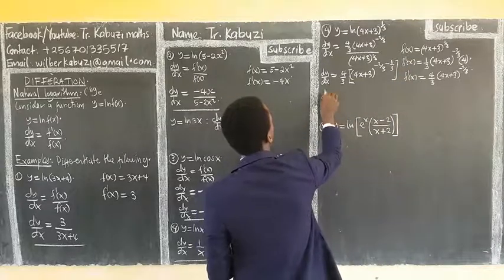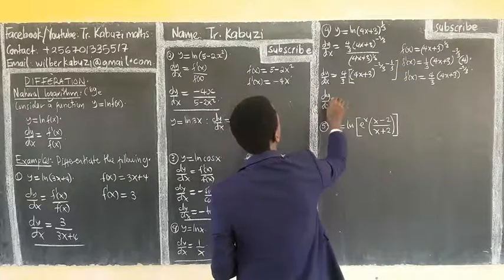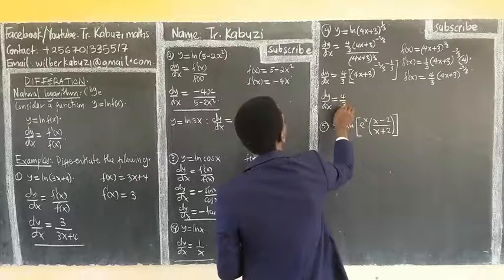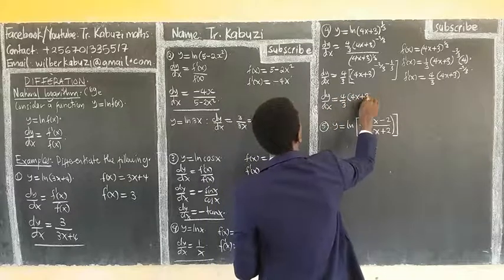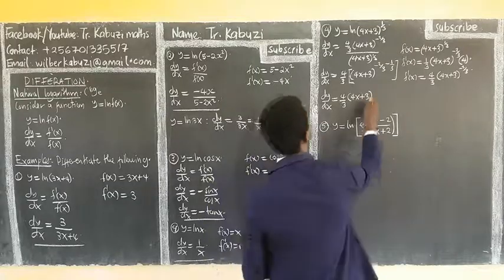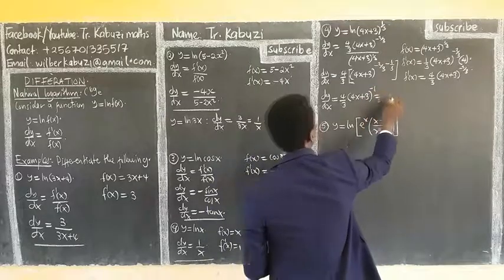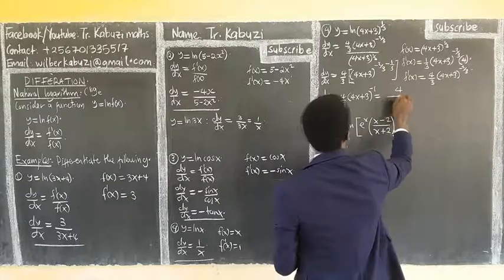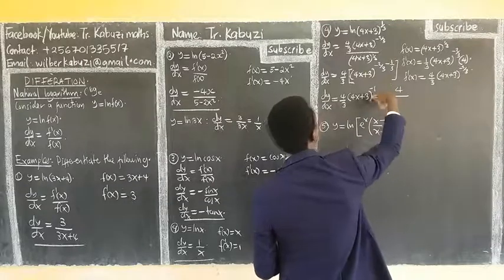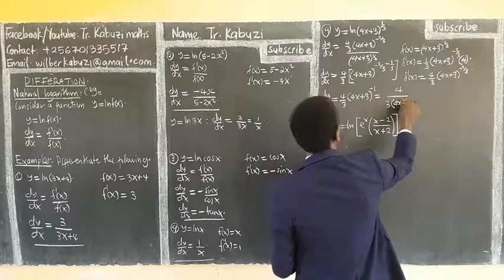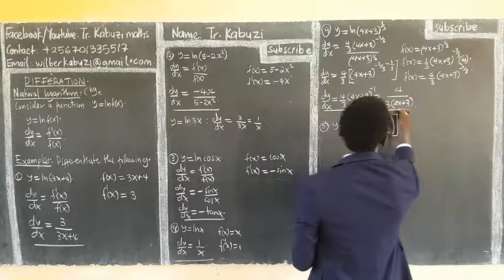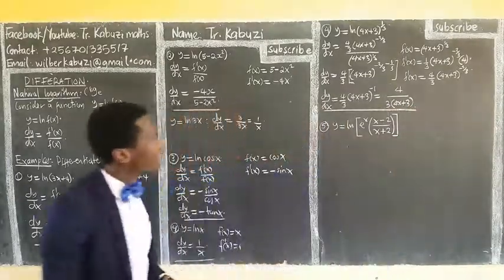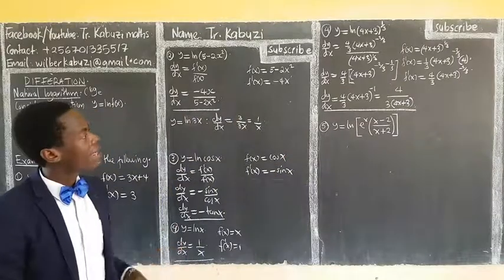So now my dy/dx is going to be 4 over 3 into now (4x + 3). When you simplify that, you get a negative 1, which will be the same as 4 over 3. And when you push this one down, we get 4x + 3. And now that will be our answer. We've already simplified to the last step.